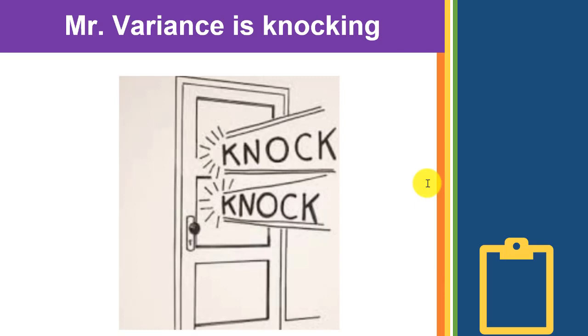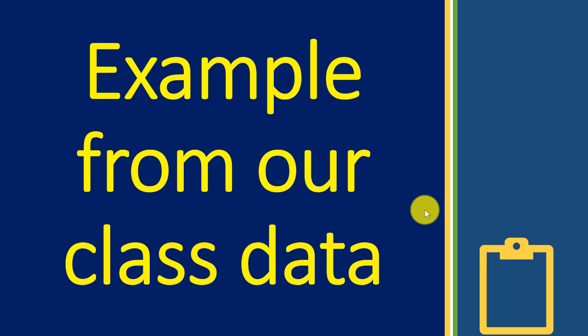Knock again. Who is knocking again? Oh, Mr. Variance. Oh, you are the third person, the 3 bridge thing we're talking about. Wonderful. Welcome, welcome. So let us compute a variance from our class data.